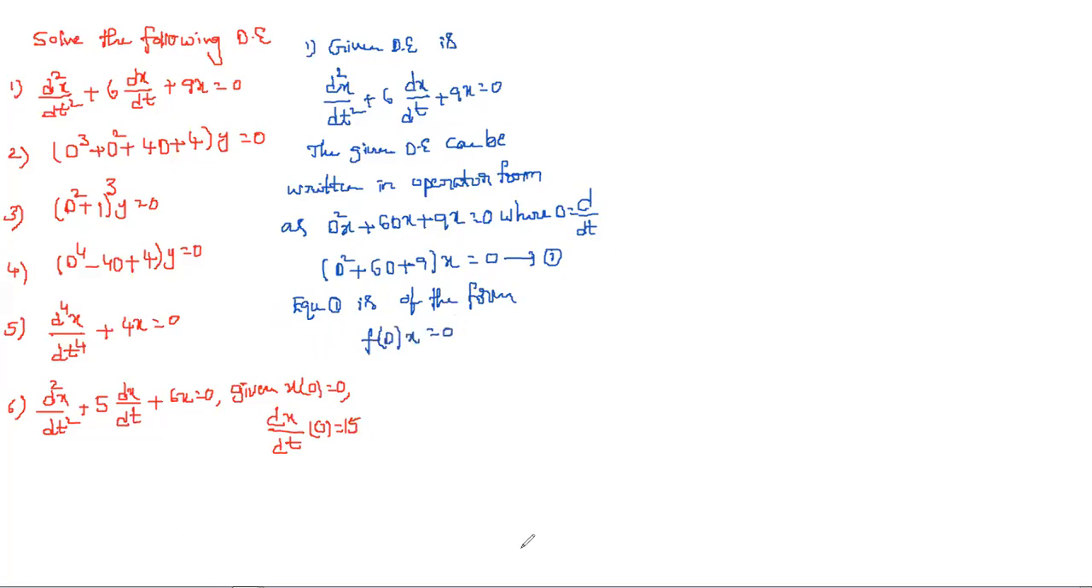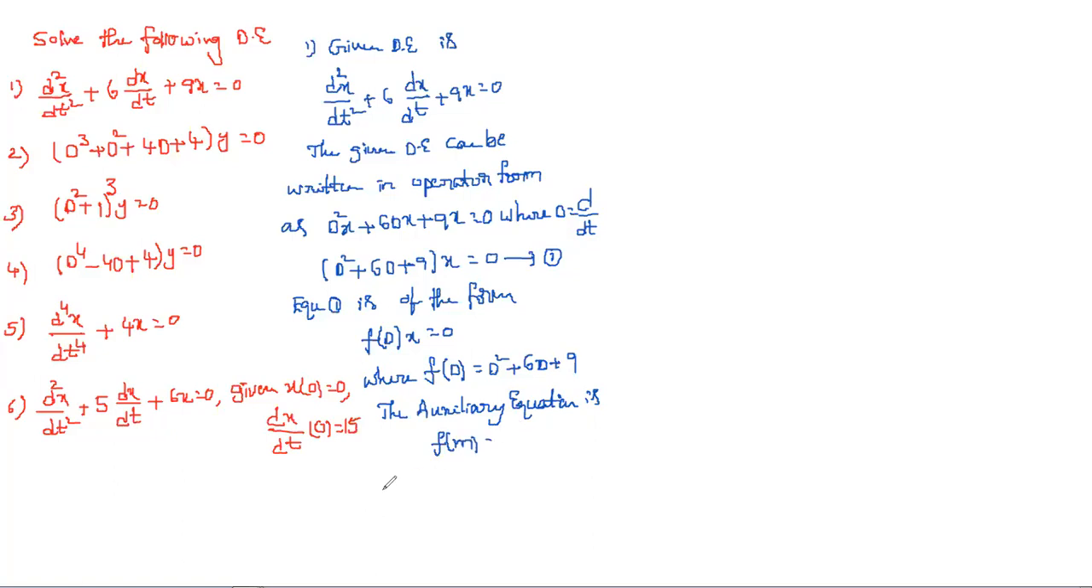f of d into x is equal to 0, where f of d is nothing but a polynomial. Okay, and here that is a quadratic one. So d square plus 6d plus 9. Now we need to find the roots for this one. So for that, first what we have to take, the auxiliary equation. The auxiliary equation is, so that is nothing but f of m is equal to 0.